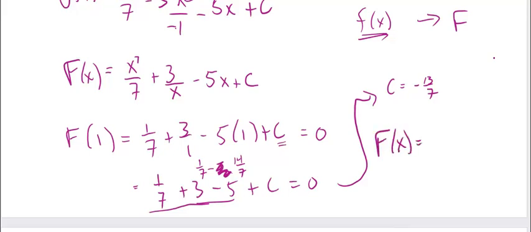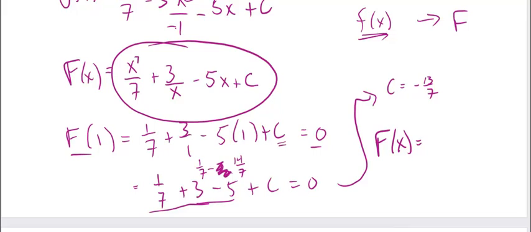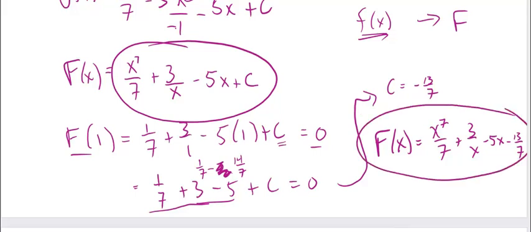F of x for this particular value, where f of 1 equals 0, is equal to this thing. Let's just rewrite it. x to the 7th over 7 plus 3 over x minus 5x plus c. We always wrote c before, but now I'm able to find c because they gave us that initial condition. So that would be a c value of negative 13 over 7. And that is my answer. If you wanted to check your work, you take the derivative and you should get the original function. Also you could make sure f of 1 equals 0 by plugging in 1: 1/7 plus 3 minus 5 minus 13/7. That should be equal to 0. Okay? All right.